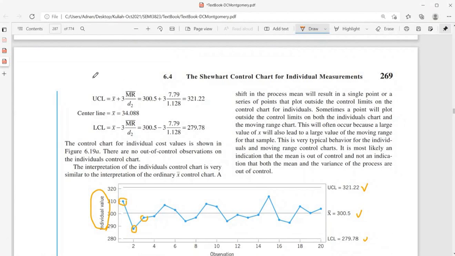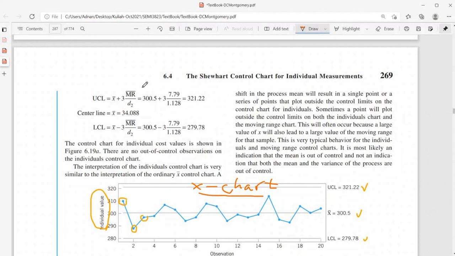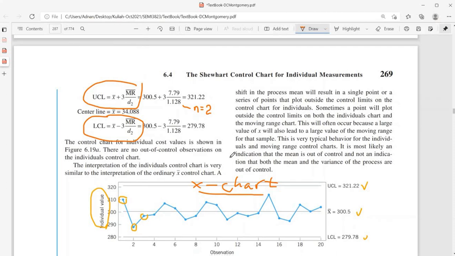this formula is for the X chart. This is the X chart. Okay, I've explained earlier how we can get this one for our control limit for the X chart, and D2 here from the table, where n equals 2. Don't confuse it with n equals 1, because we are using 2 values for this example. So for the lower control limit, the difference is only the minus symbol here. Okay, this is where you get it here.